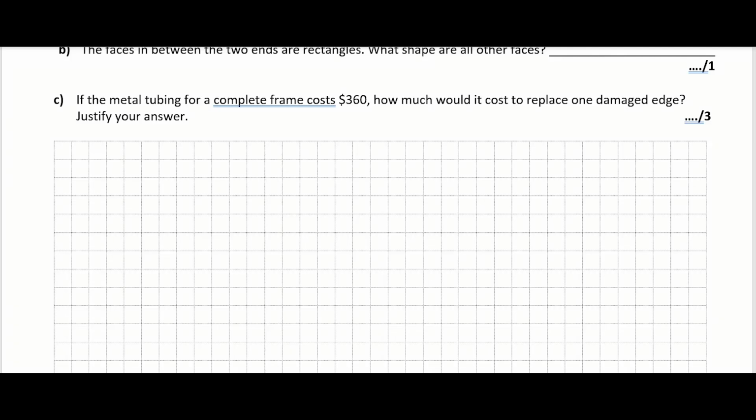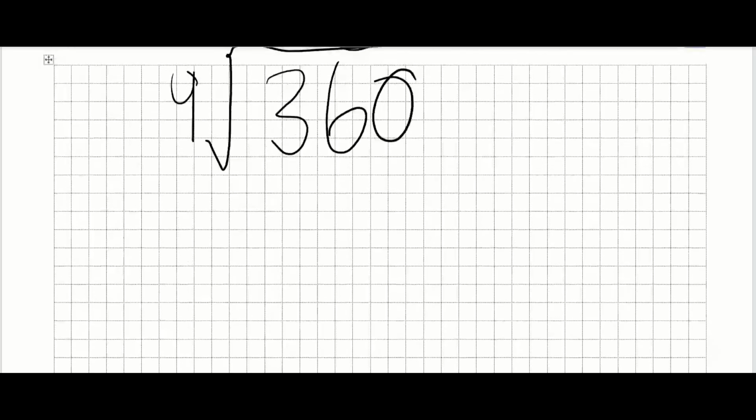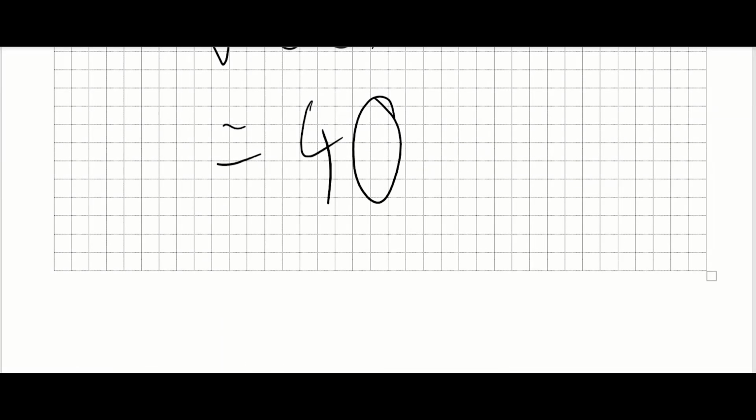Okay, so if you go through and you count, there are 9 edges, all right? And we have $360. So we can divide that. So 360 divided by 9 is what you would do. Now, a really easy way to focus on it and make it a bit simpler is just go 36 divided by 9. That gives us 4, and then we'll bring that 0 back in, 40. So it's $40 to replace. And you write your answer. Therefore, $40 for a damaged edge.